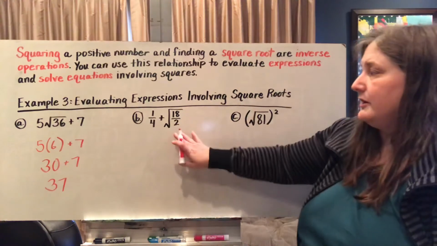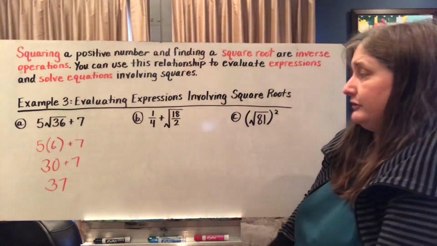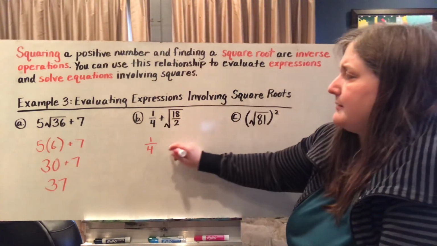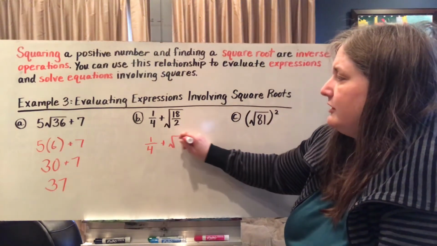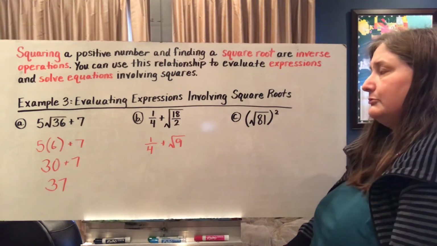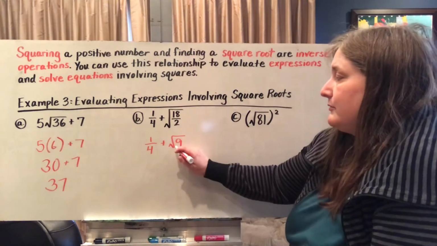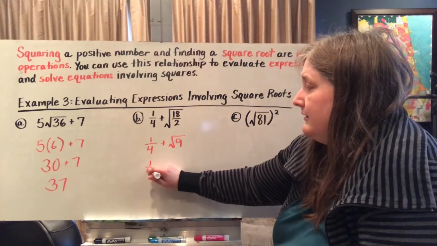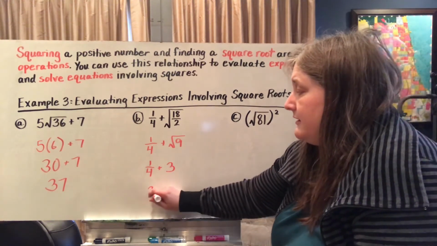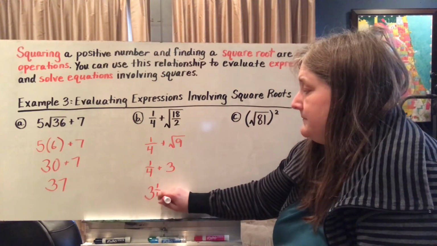In this case, I want to do the square root first. And this time, I'm actually going to do 18 divided by 2 because it's going to turn into a perfect square, and I like that a lot better. Now I can do my square root. So the square root of 9 is 3. And 1/4 plus 3 is 3 1/4.